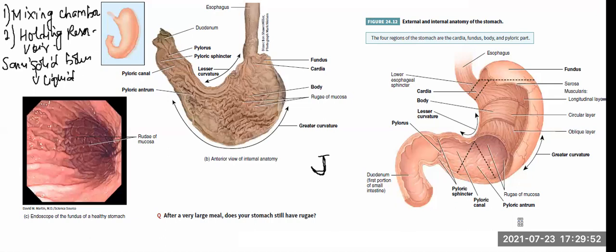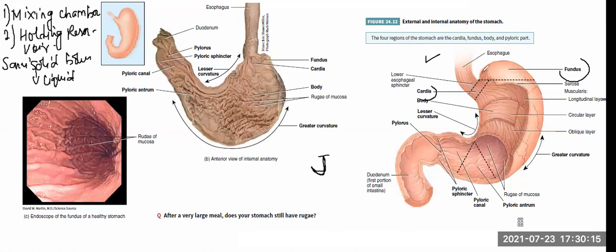Right, now let's look into the anatomy of the stomach. Concentrate on this diagram. The stomach has four main regions: the cardia, the fundus, the body, and then you have the pylorus. This part is your pylorus.